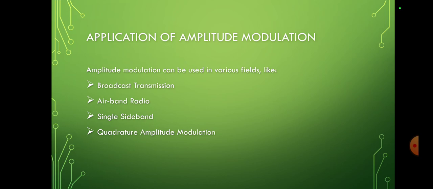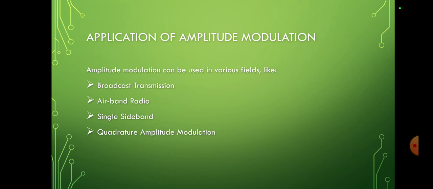First is broadcast transmission. AM is used in broadcasting transmission over the short, medium, and long waveband. Since AM is easy to demodulate, radio receivers for amplitude modulation are therefore easier and cheaper to manufacture.